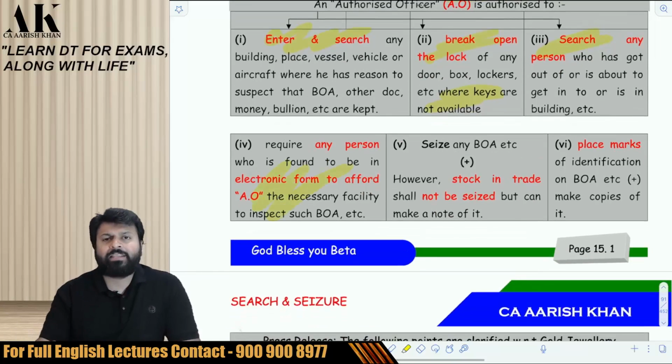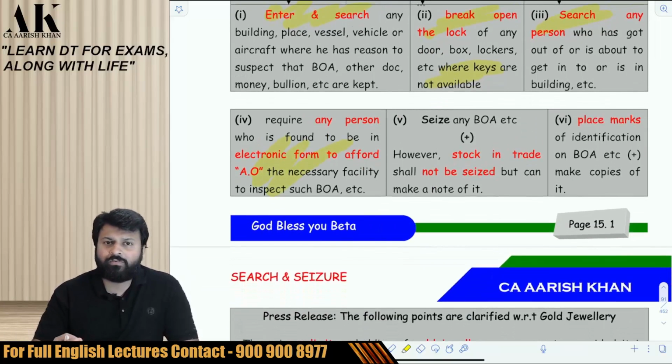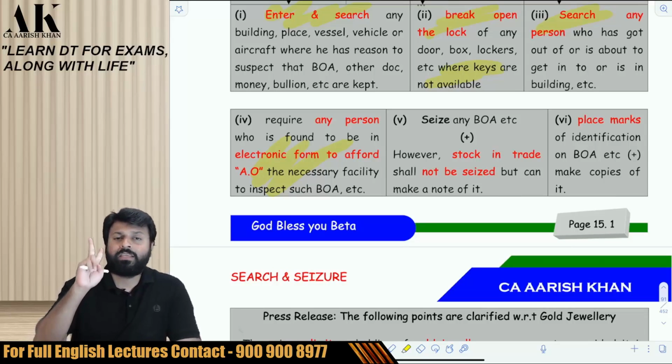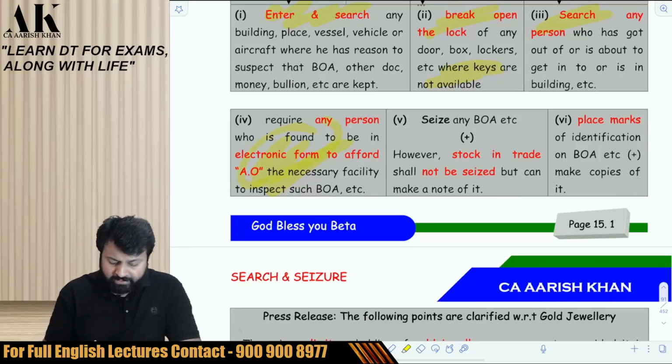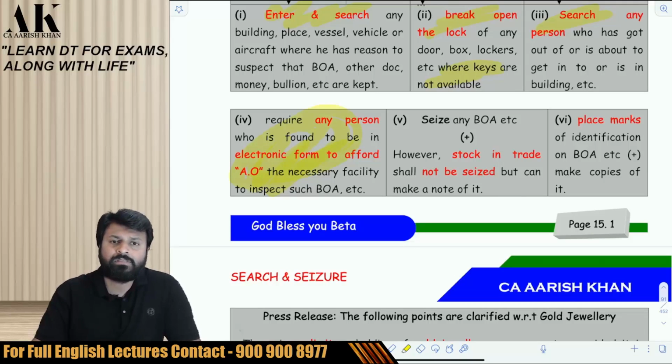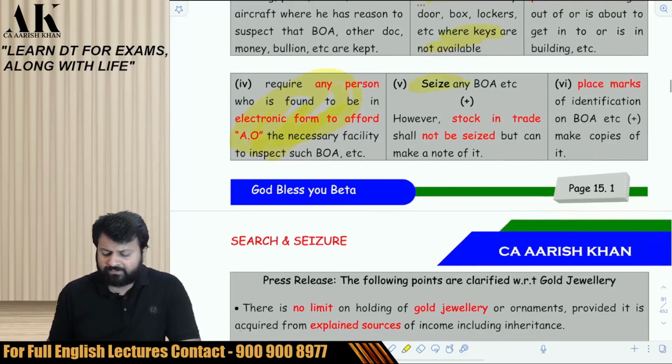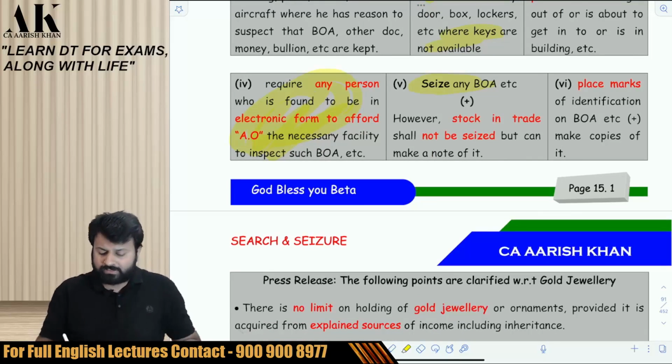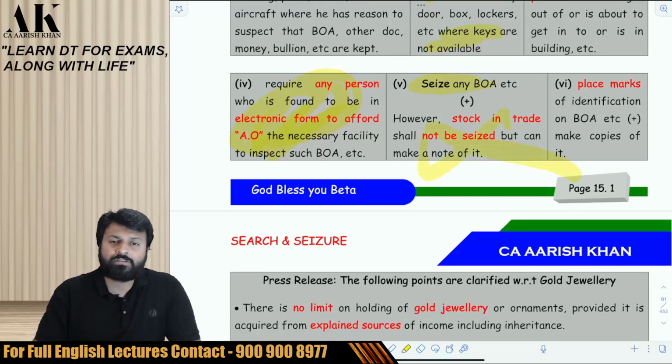Then if your records are kept in electronic form with a password, the department will tell you to give that password and you have to give it, or else you will face prosecution of 2 years for failure to comply. There is a prosecution provision under 275B. Then after all these things, they will seize your books of accounts, documents, assets, etc. But they will not seize your stock in trade. Seizure of stock in trade is not allowed.